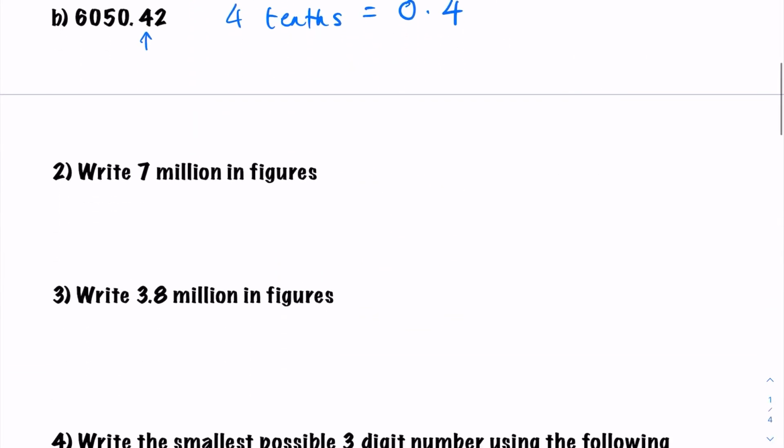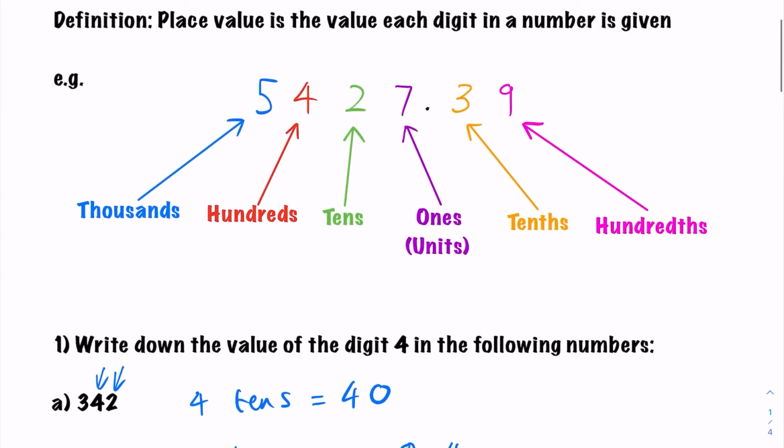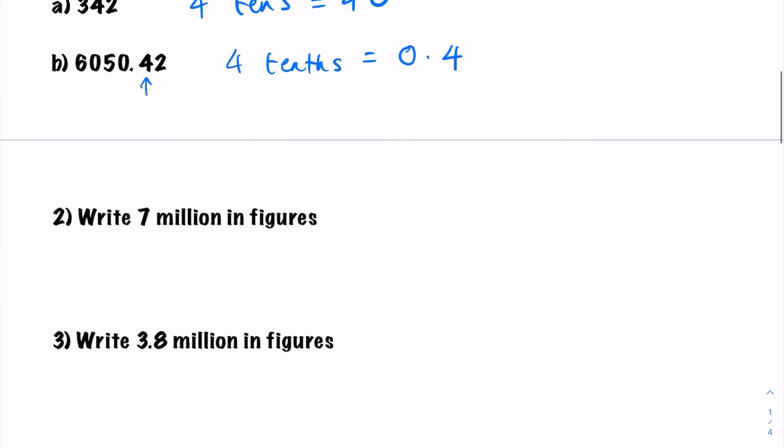Write 7 million in figures. Earlier we talked about if you were to work your way left from this number, you get into the tens of thousands, hundreds of thousands, and eventually you get to the millions. I recommend knowing that 7 million is just 7 with 6 zeros afterwards. A million just means there's going to be 6 figures afterwards, and if it's just 7 million by itself, then it's just going to be 6 zeros afterwards.